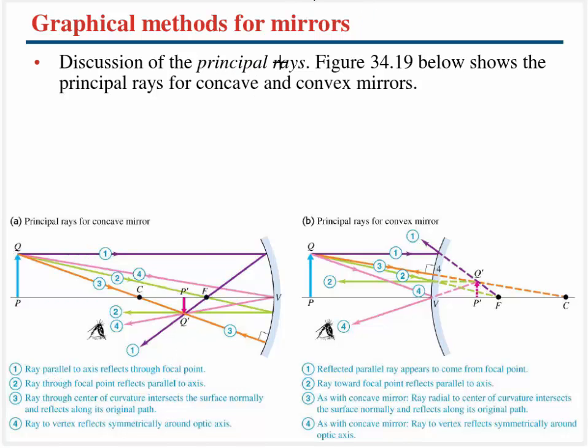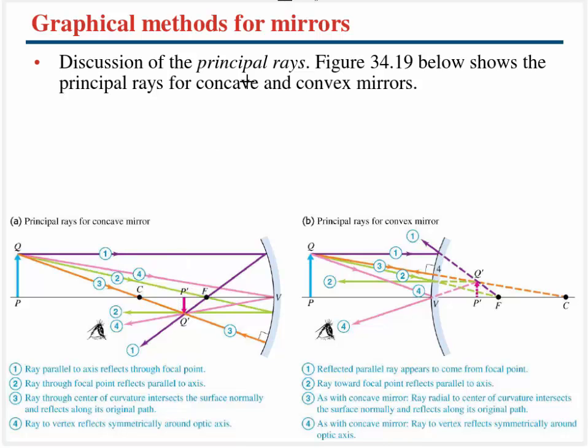I'm going to clear those. We can also then draw a ray through the focal point, and that's going to be ray 2 right here. So now ray 2 is going to go through the focal point. It's going to reflect and be parallel to the axis. So where those two lines meet tells me where my image is actually located.